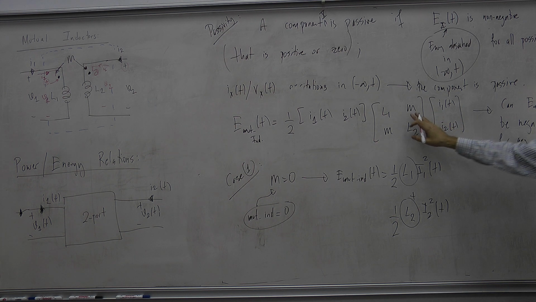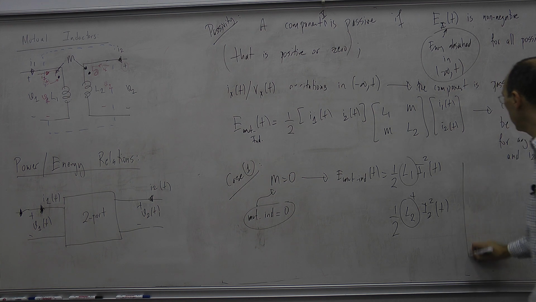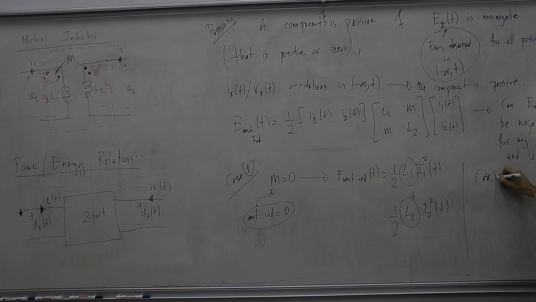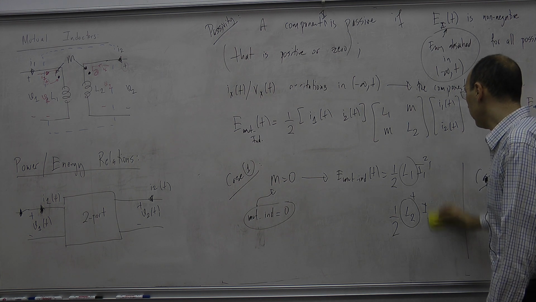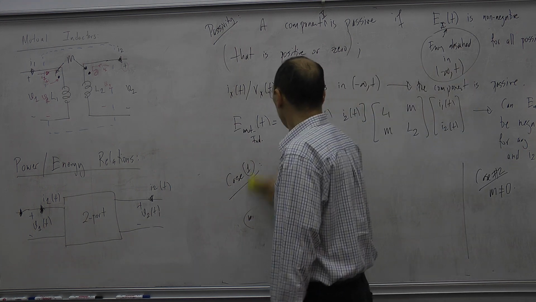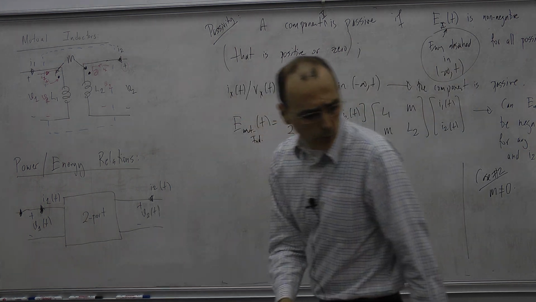How about the other ones? When M is not equal to 0. Case number 2: M is not equal to 0. Now, this is a little bit more complicated, but let me say something about these quadratic forms.